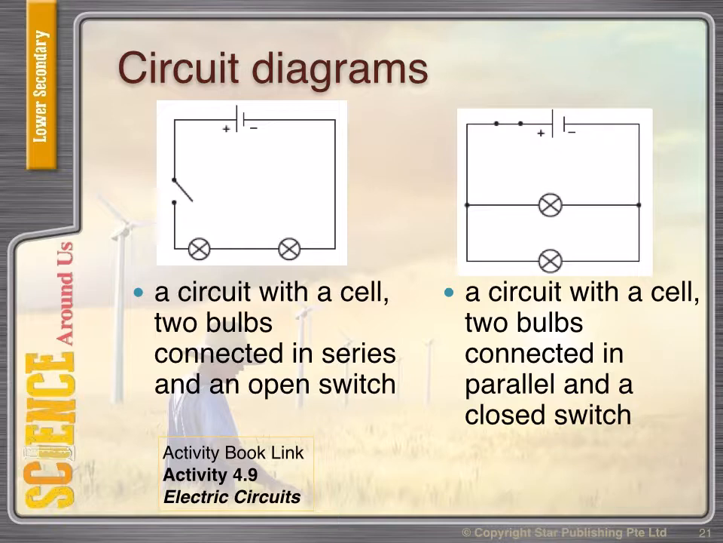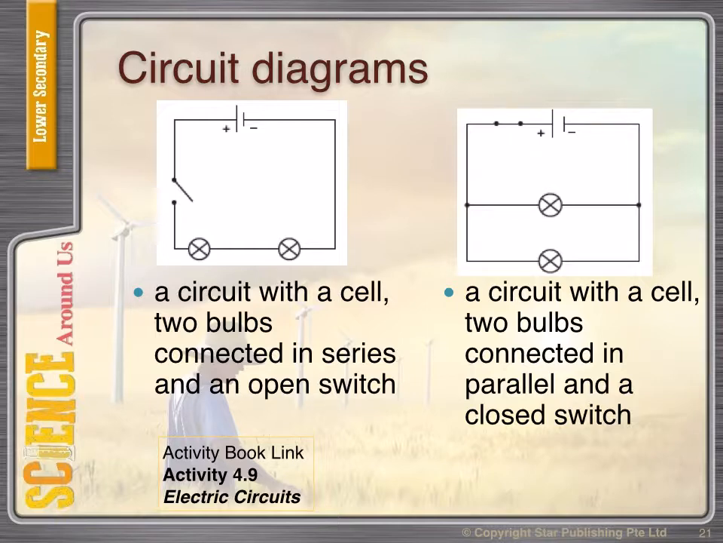Okay, if there's a circuit with a cell and two bulbs connected in series and open, this is how you draw it in symbol form. Just take note that the positive terminal is the longer line and the shorter one is negative, talking about the dry cell.